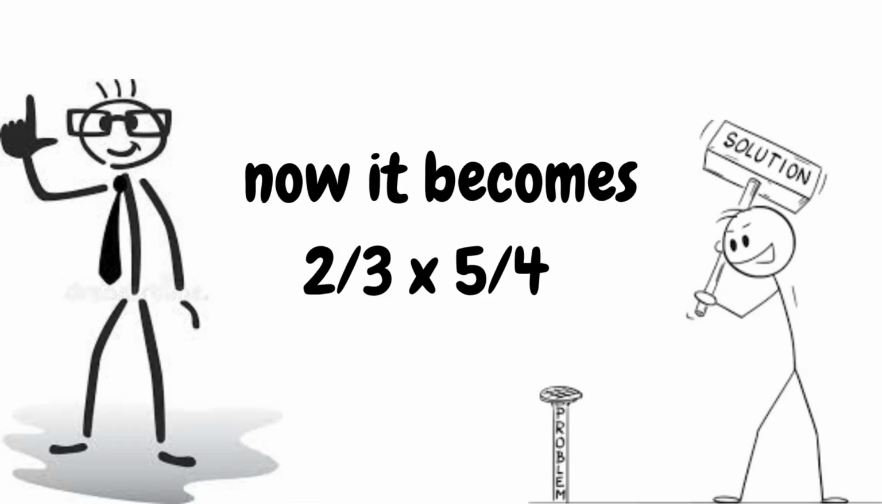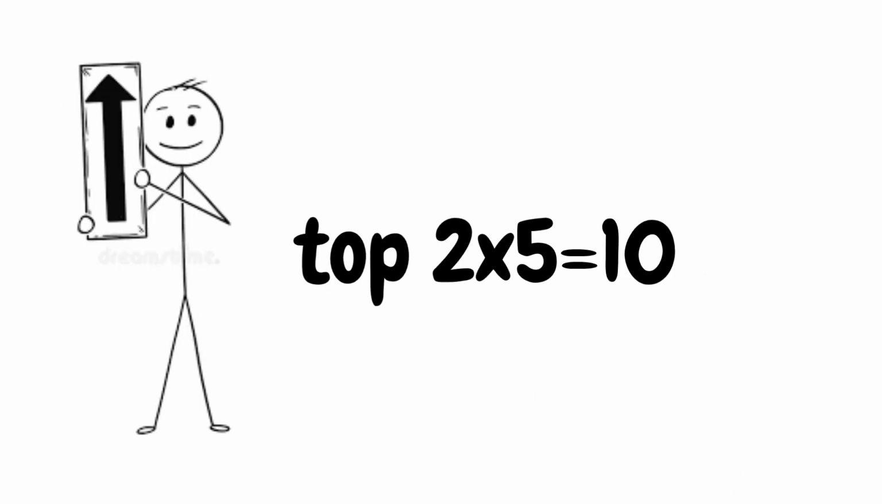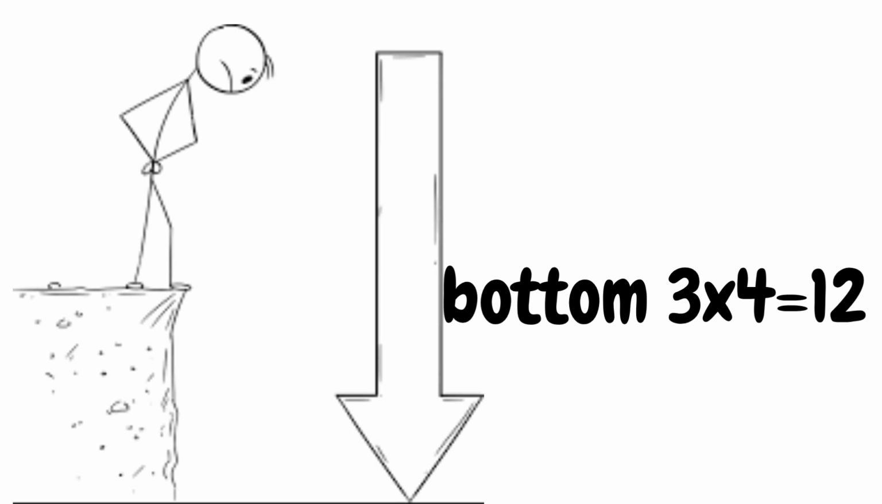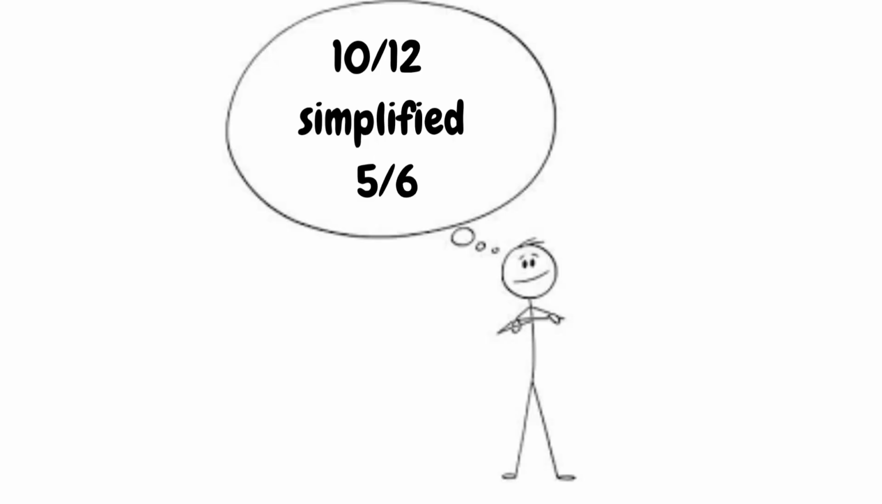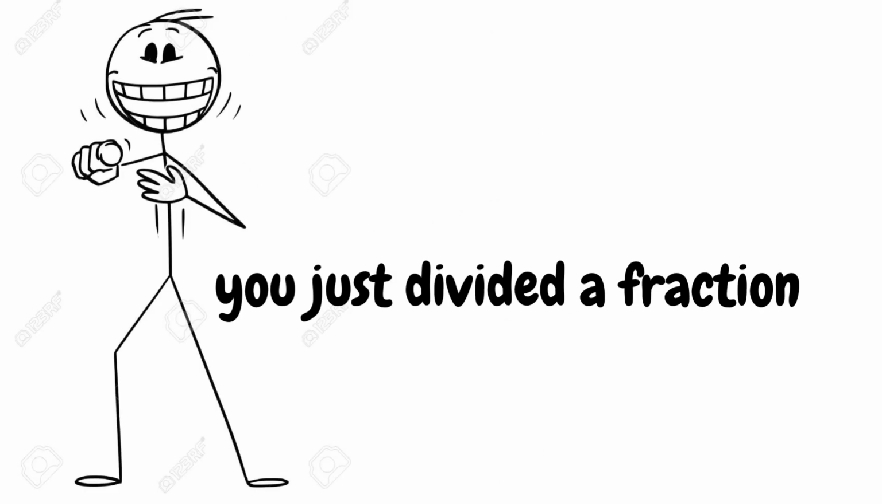Now it becomes 2/3 times 5/4. Top 2 times 5 equals 10. Bottom 3 times 4 equals 12. So 10/12 and simplify 5/6. You just divided a fraction, no sweat. Quick recap time.